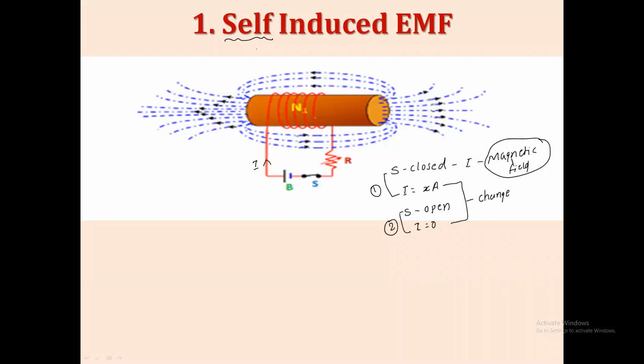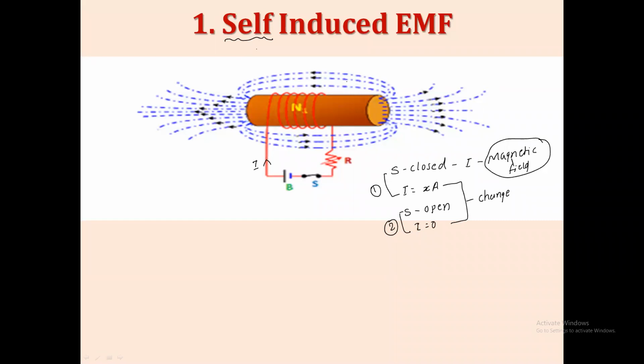And when this change in magnetic field links with the coil itself, that is, the coil from which the magnetic field was produced, it links with that coil first. When it links with the coil itself, according to Faraday's law, EMF is induced in that coil itself. And this induced EMF is called a self-induced EMF.